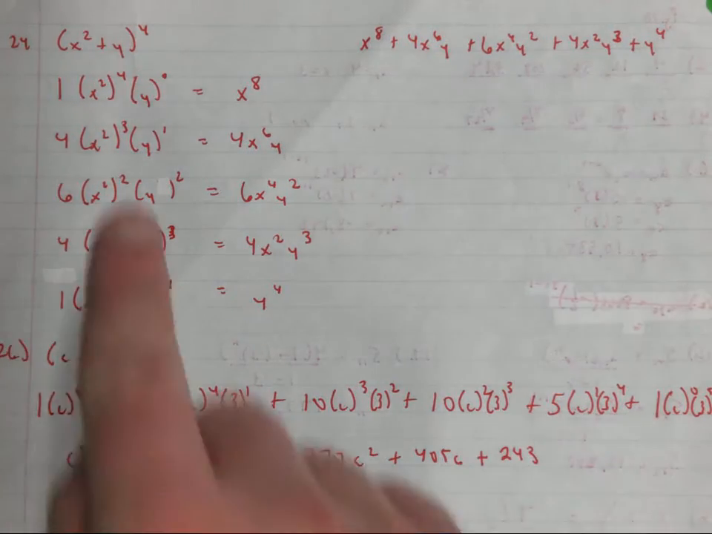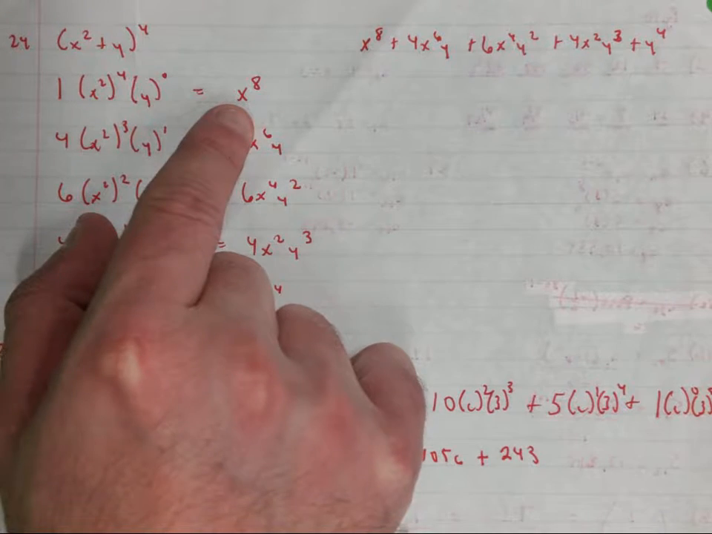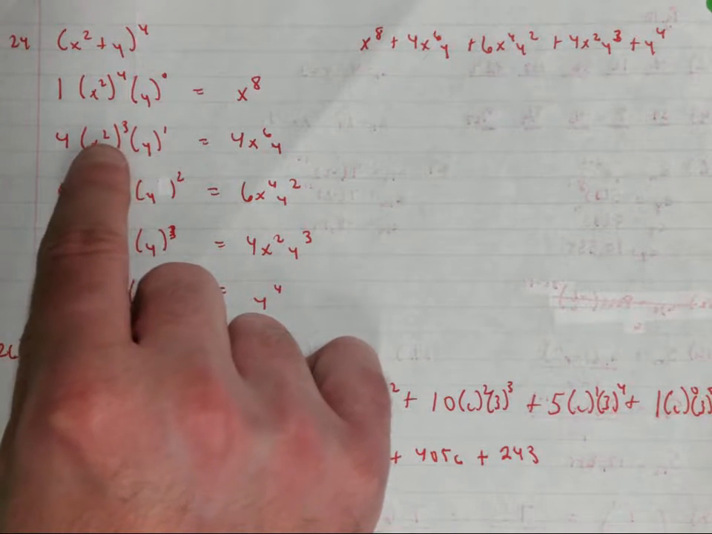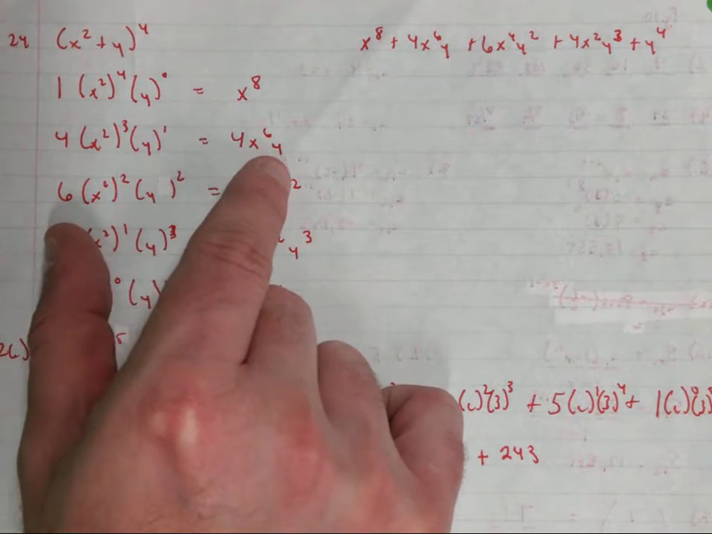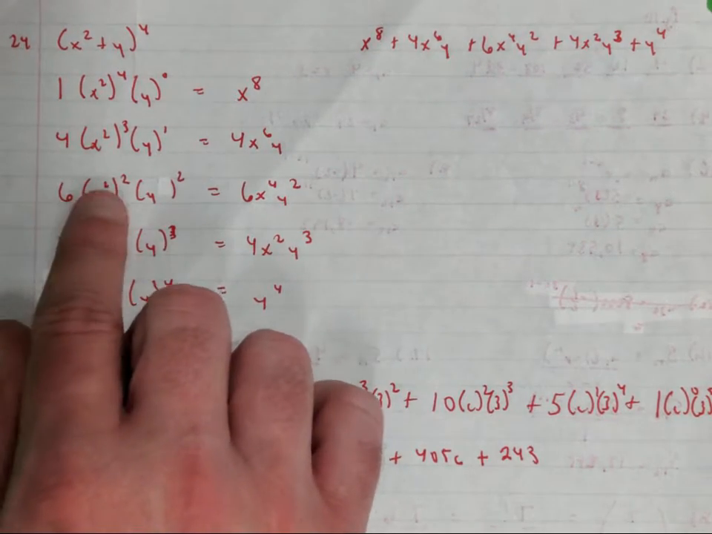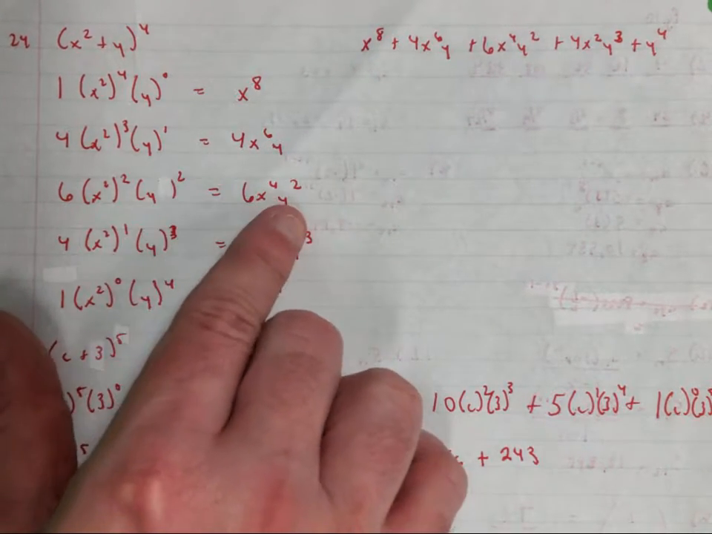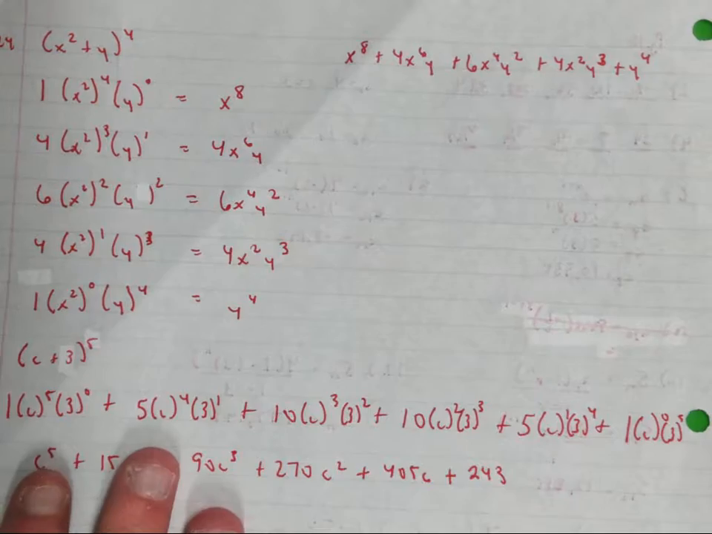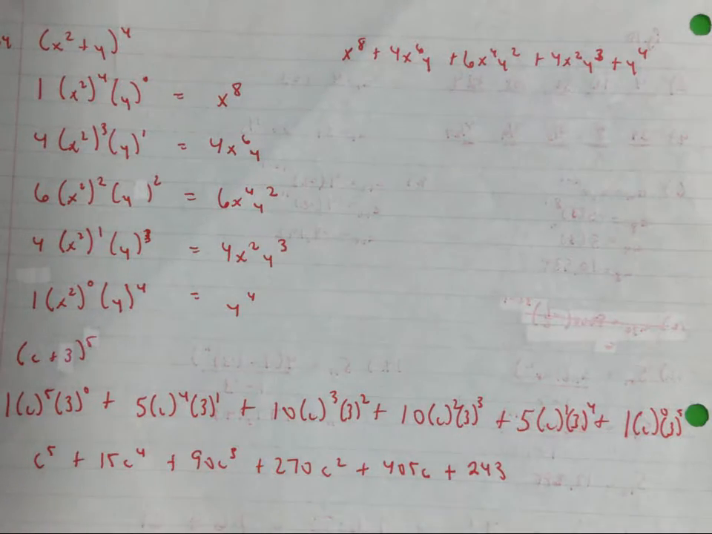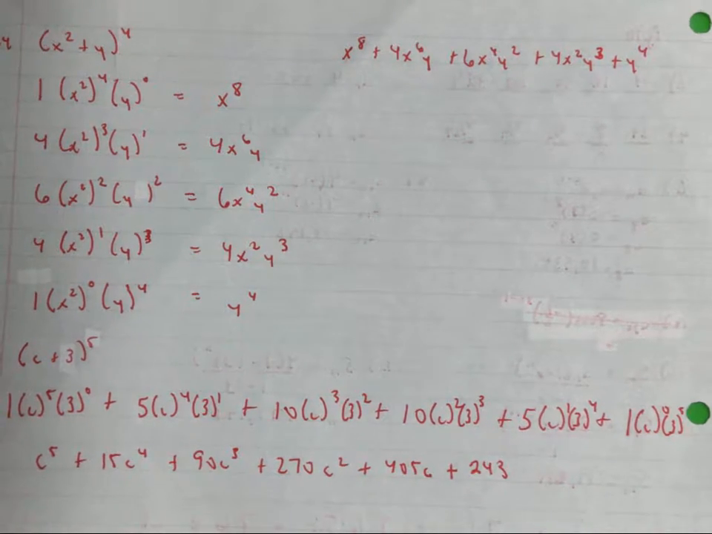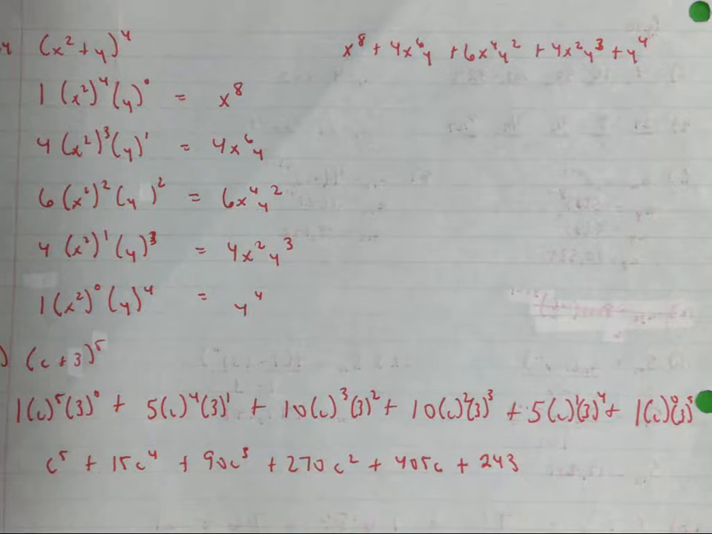Okay, remember, when you have a power to power, you multiply. 2 to 3 is going to be x to 6, y, put the 4 there. 2 times 2 is 4, 1 times 2 is 2, and so forth. So your final answer is x to the 8 plus 4x to the 6y plus 6x to the 4th, y squared plus 4x squared, y cubed plus y to the 4th.